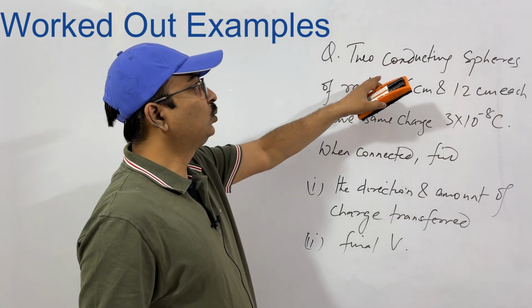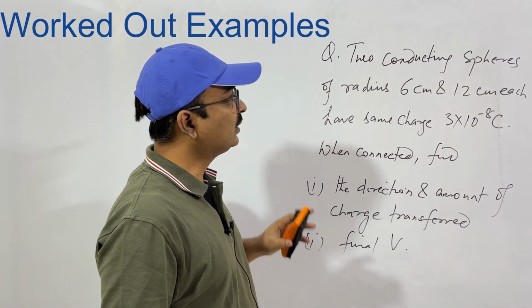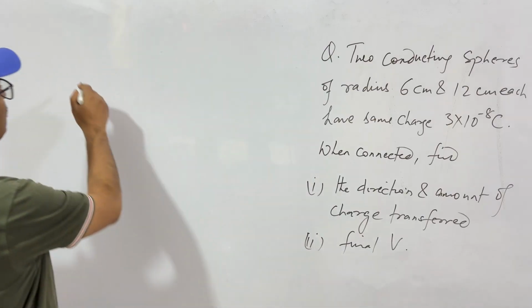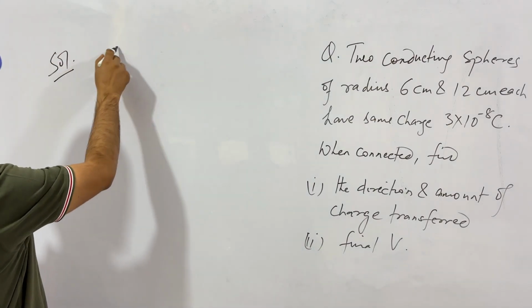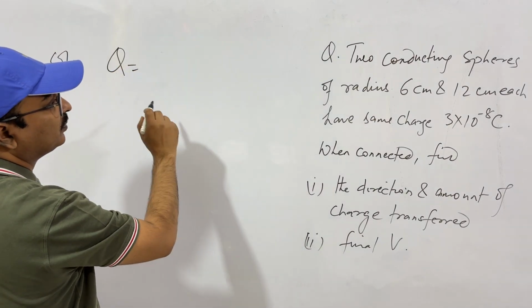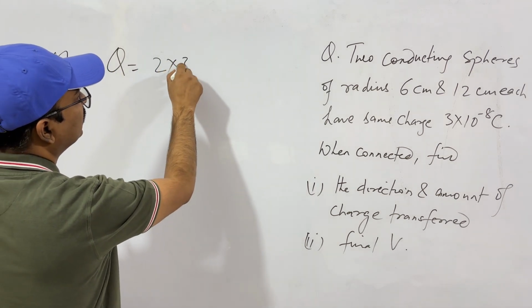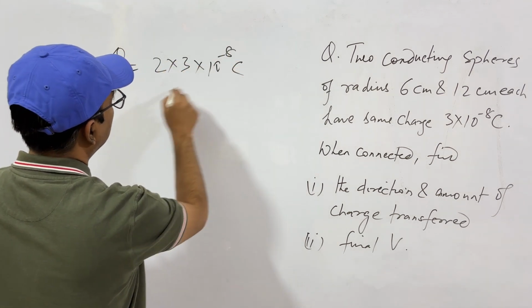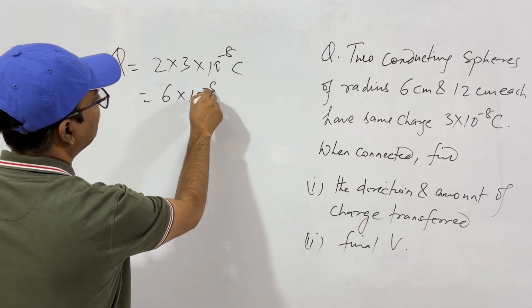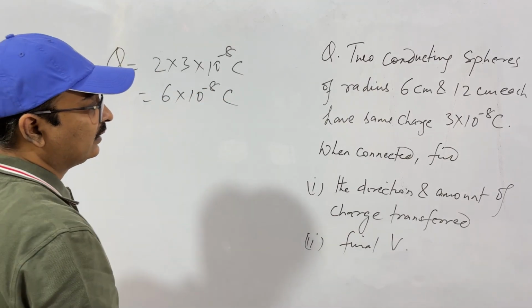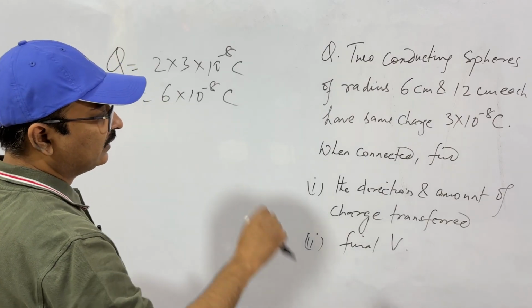Now see an example. Two conducting spheres of radius 6 cm and 12 cm each have the same charge, 3 into 10 to the power minus 8 coulombs. That is, the total charge is 3 into 10 to the power minus 8 on the first and 3 into 10 to the power minus 8 on the second, so that is 6 into 10 to the power minus 8 coulombs. This is the total charge. Now they are connected. We have to find the direction and amount of charge transferred.